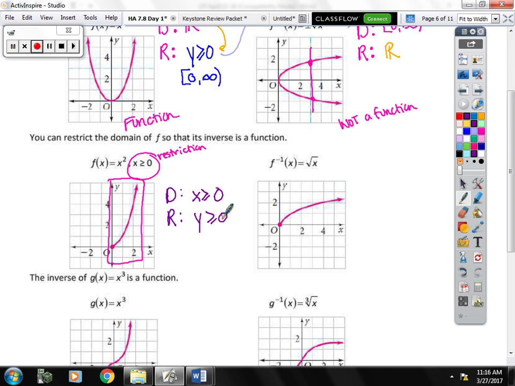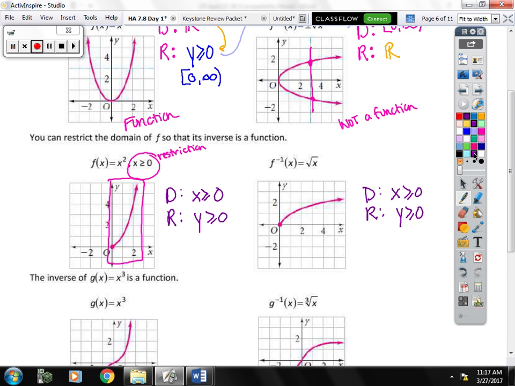So for our inverse function, those are going to move to the opposite spots, but they're both the same thing. But let's make sure it makes sense. Our x values are going to be greater than or equal to 0, and our y values are also greater than or equal to 0. So this is what we're going to be graphing today.